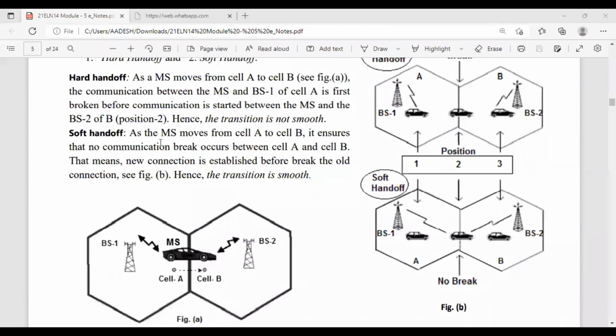But in the case of soft handoff, we already know that if the person moves from cell A to cell B, there is no need to disconnect the call. In the background, in parallel with the ongoing call, the setting up of the link with the new base station takes place. So this is called soft handoff.